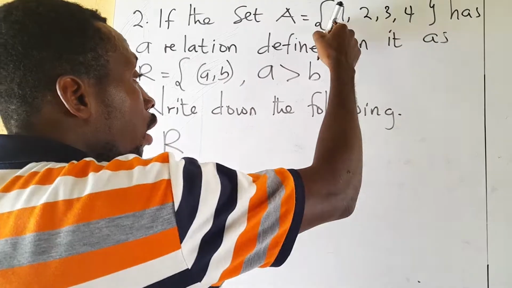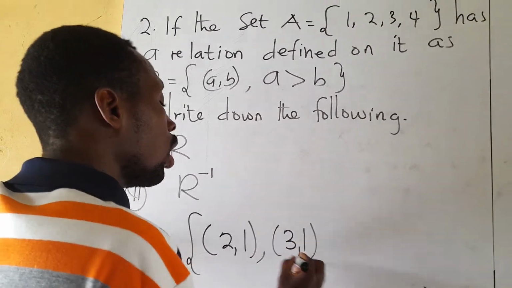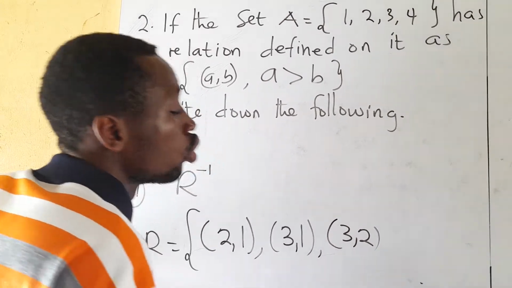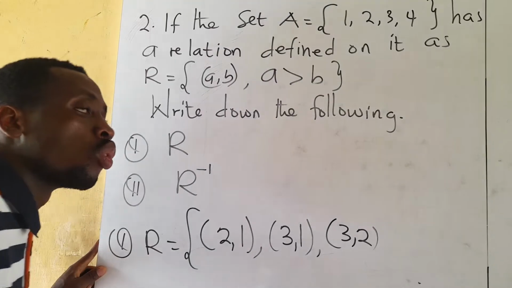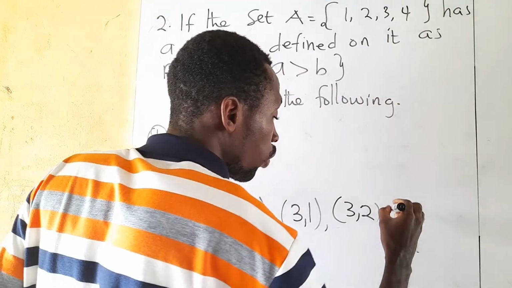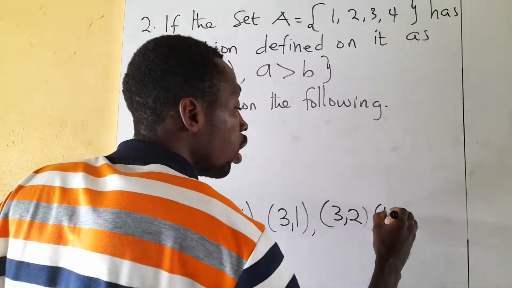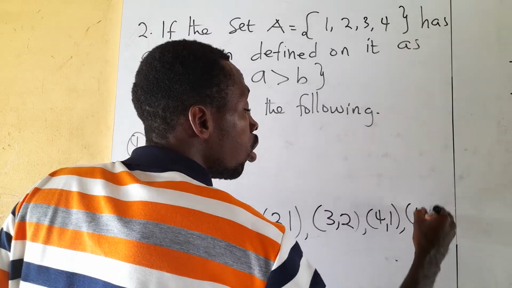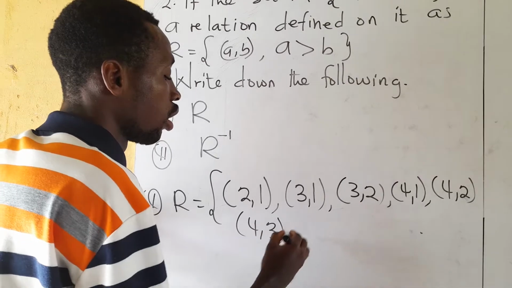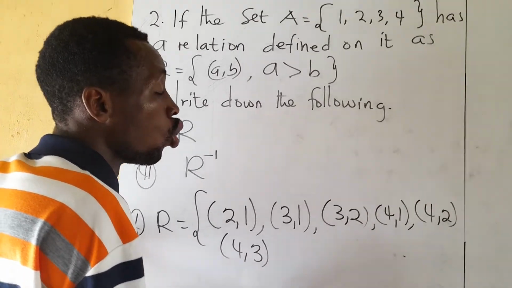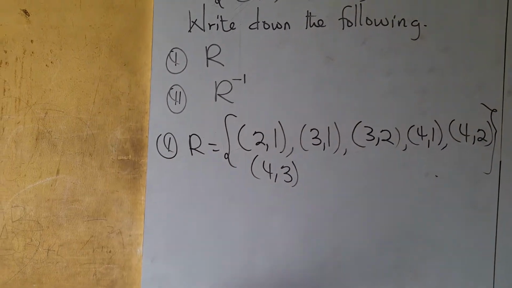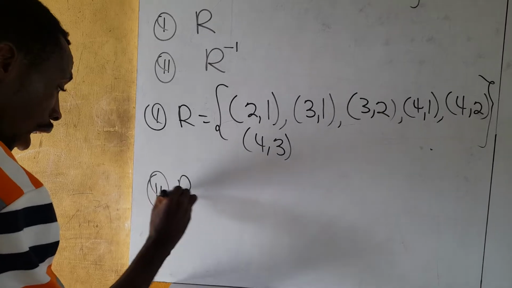Now we take 3. Can 3 relate to 1? Yes, 3 is greater than 1. Can 3 relate to 2? Yes, 3 is greater than 2. Can 3 relate to itself? No, it's equal. Can 3 relate to 4? No, it's less. Can 4 relate to all of them? Yes, because 4 is greater than everything there. We say (4, 1), (4, 2), and we can have (4, 3). Can we have (4, 4)? No, because 4 is equal to 4. Then this becomes our relation R. Then the second one, the inverse of R.